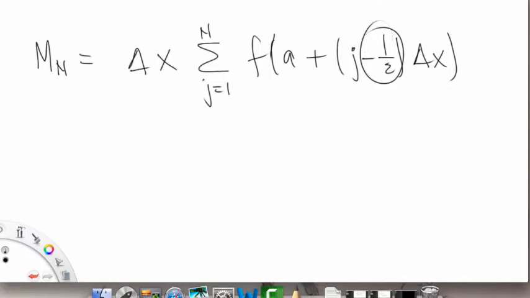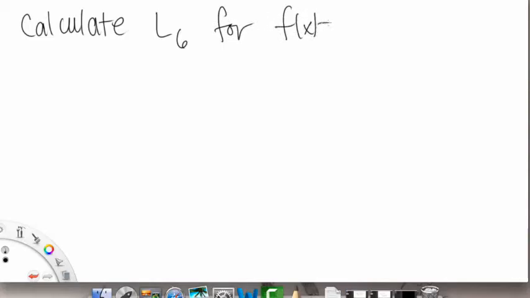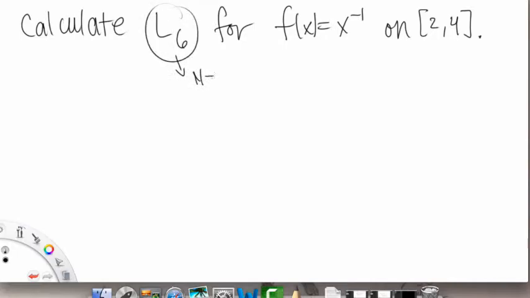All right, so let's do an example. We're going to calculate L sub 6 for f of x equals x to the negative 1 power on the closed interval 2 to 4. So let's see what we have going on here. L sub 6, so our n is equal to 6. We're going to make 6 sub-intervals. Here's our f of x, and this is our interval, so a equals 2 and b is equal to 4. So let's set that up.